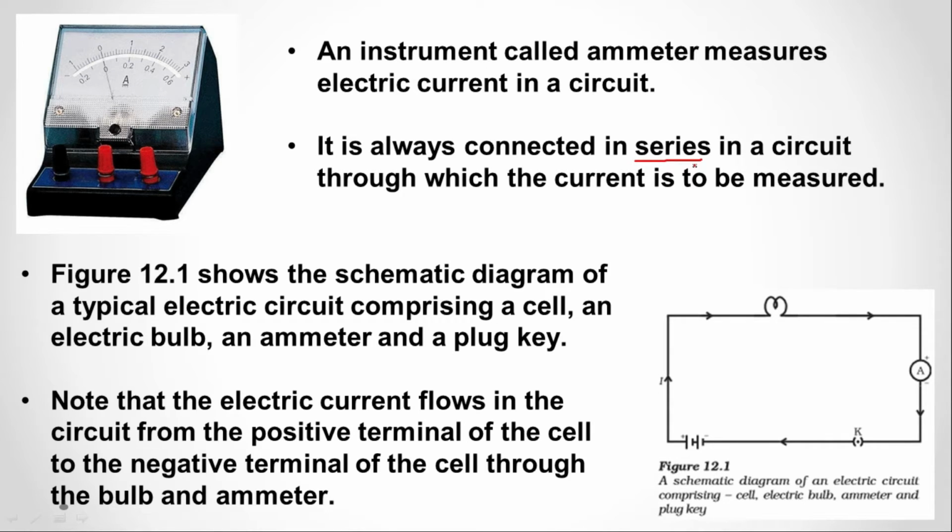According to the textbook, figure 2.1 shows the schematic diagram of a typical electric circuit comprising a cell, an electric bulb, an ammeter and a plug key, or you can say a switch also. Like this, you have to connect the ammeter in series to know the current flowing inside a circuit. But you should remember that the electric current flows in a circuit from the positive terminal of the cell to the negative terminal of the cell through the bulb and ammeter. The flow of current inside a circuit is from the positive terminal of the battery to the negative terminal of the battery. This is a very important thing which you should know.